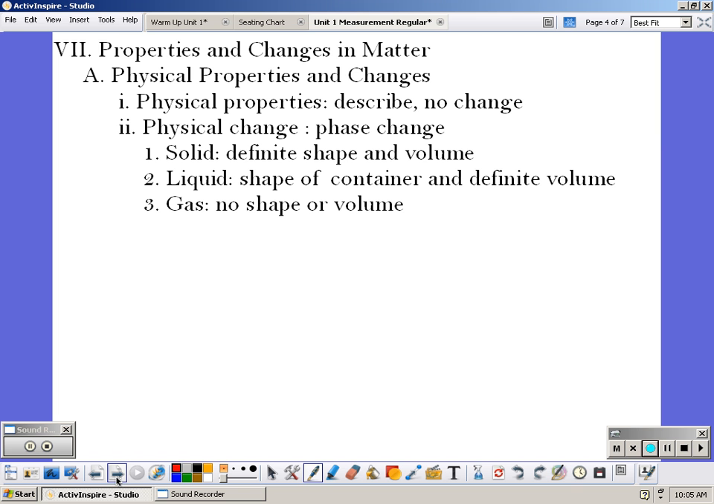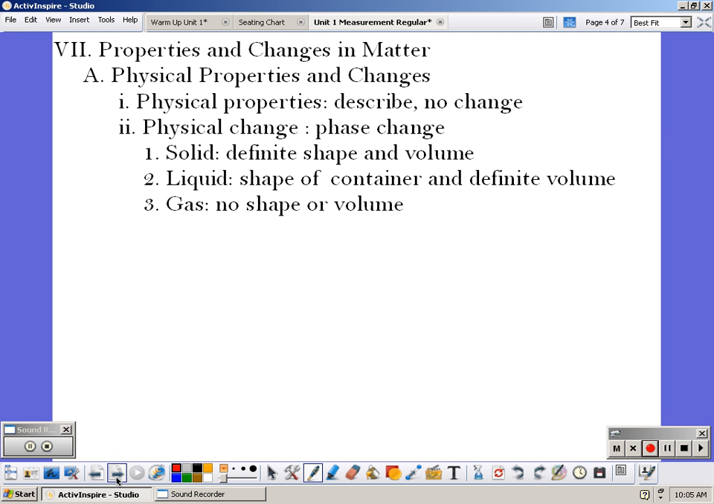We can also talk about matter in terms of physical and chemical. Physical properties and changes describe the substance, but do not change the substance. So to say that my shirt is red is a physical property of my shirt. Cutting my shirt would be a physical change. I'm not changing the fact that it's a shirt, I'm just cutting it into 2 pieces. Phase changes are also physical changes.